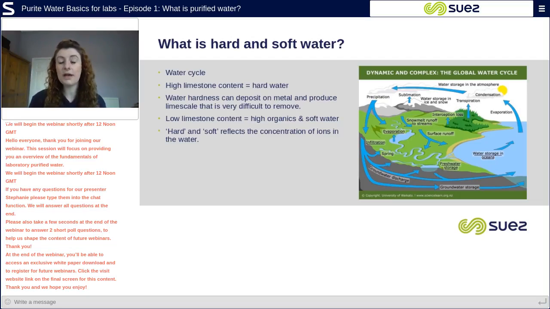Where the land is low in limestone content, it tends to be high in organics and therefore contains low concentrations of ions, which makes the water soft. Organics are long-chain carbon molecules produced from naturally decaying vegetation and fertilisers, which flow into the source water. Organics are also removed during the water purification process.